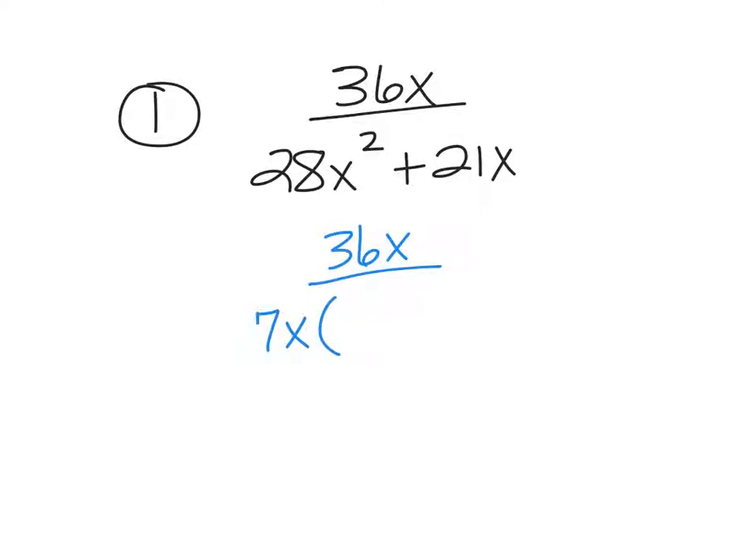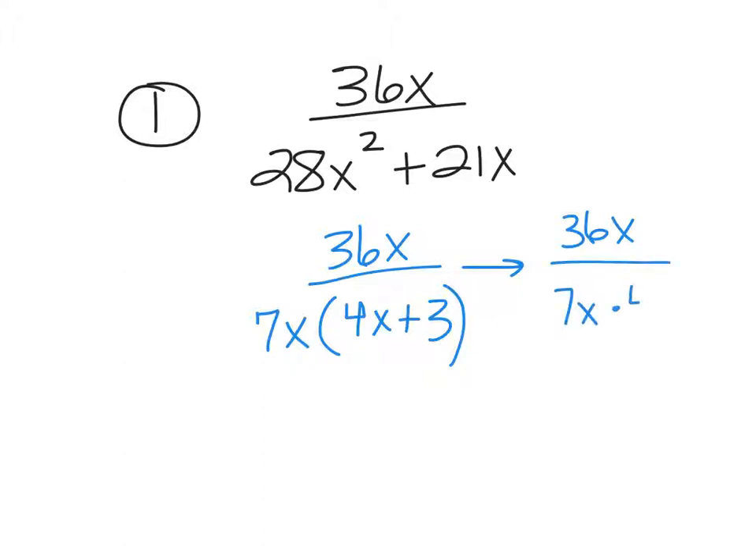This is all of what we did yesterday. So 28 divided by 7 is 4. I had 2 x's, I took 1 away, so I only have 1 x left. 21 divided by 7 is 3. I had an x, they took it away from me, I don't have it anymore. So now I can look and see, because I have 36x over 7x times 4x plus 3.